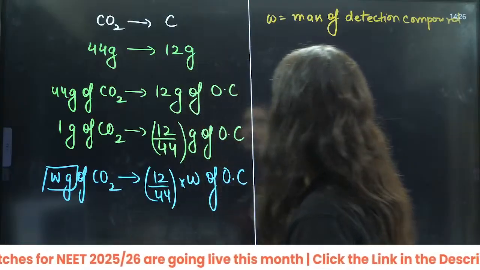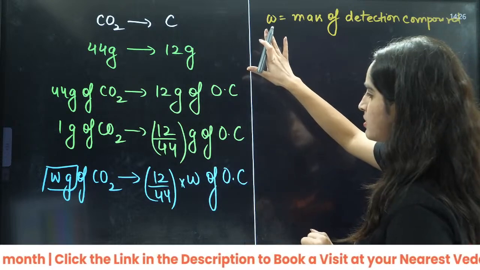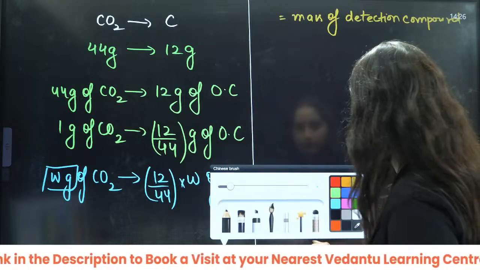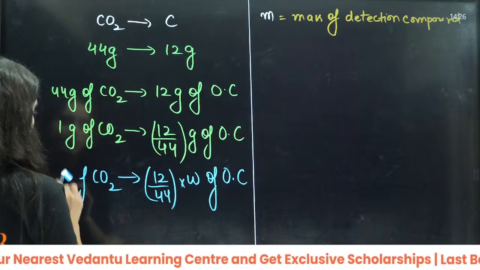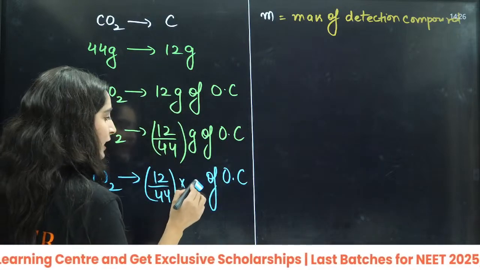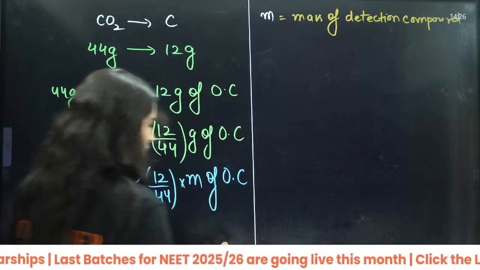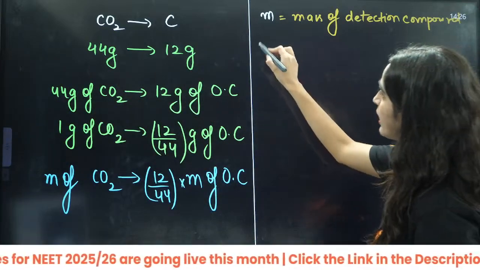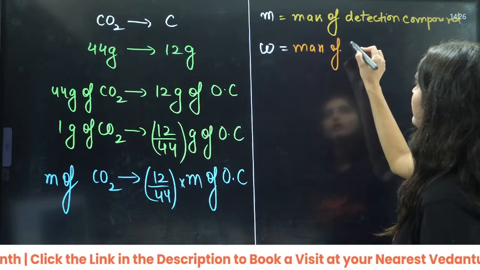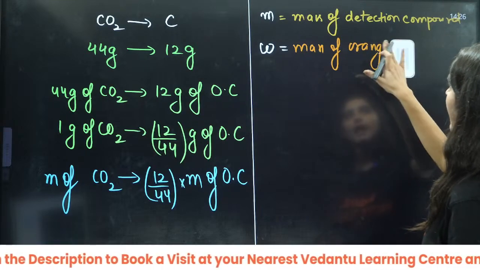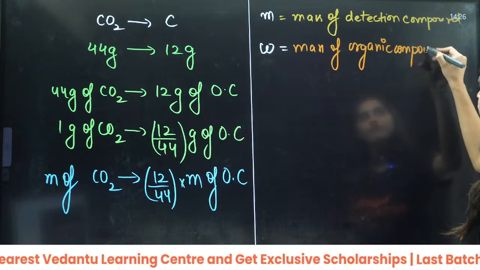So now see this method, this is mass of detection compound. Now, this is W or M, let us take it as M. This is not W, beta, let us take it as M only. Let's fix this now. You can take any symbol here. I am taking M here. M of carbon dioxide will have this much. Now, M is the mass of detection compound and what is W? W is the mass of organic compound.